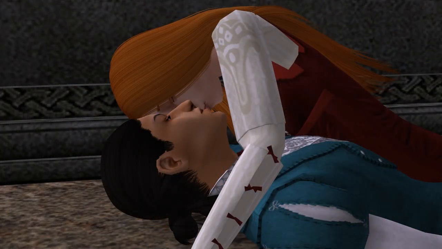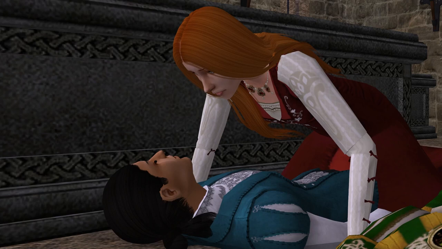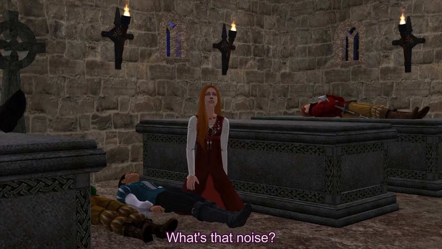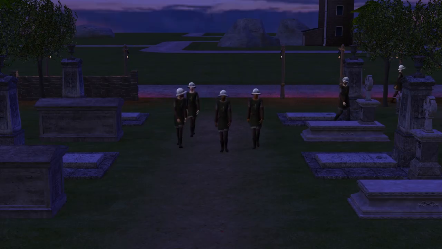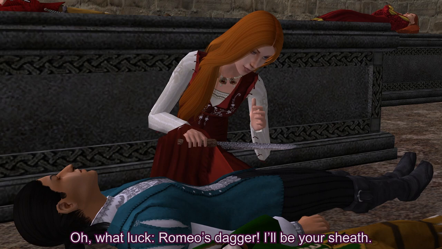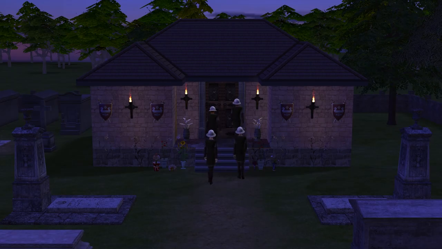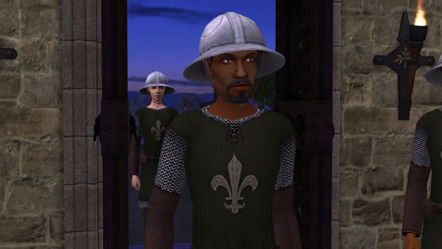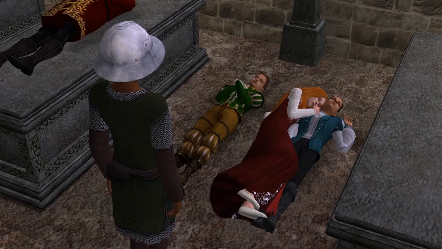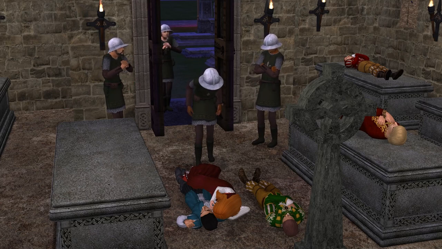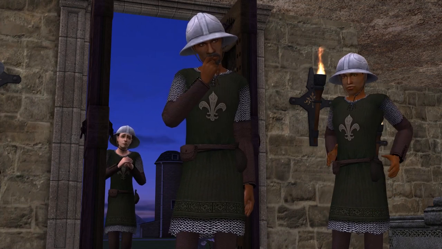She kisses his lips, but there isn't any poison left on them. She hears more noise from outside. Right as she dies, watchmen enter the tomb and see the dead bodies. The chief watchman notices that Juliet's body is still warm and she's bleeding, although she's supposed to have died 2 days ago.